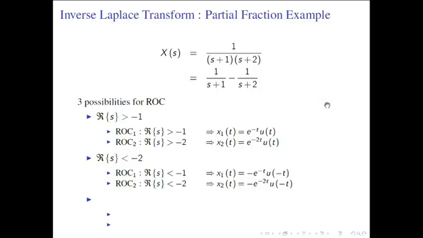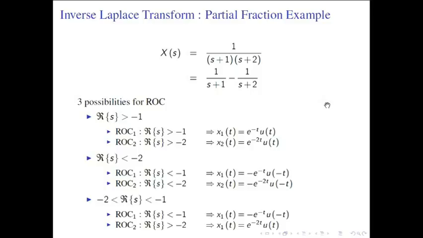And the third case is when Re of s lies between minus 2 and minus 1. In that case, the ROC of the first part will be less than minus 1, and for the second part it will be greater than minus 2. And in that case, your x1 of t will be minus e to the power minus t u of minus t, and your x2 of t will be e to the power minus 2t u of t. Okay.